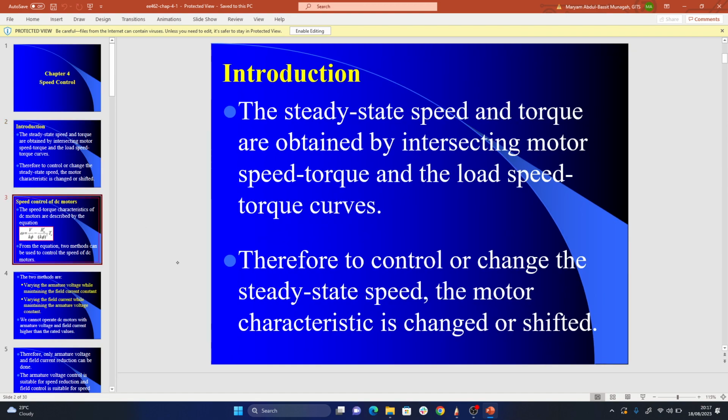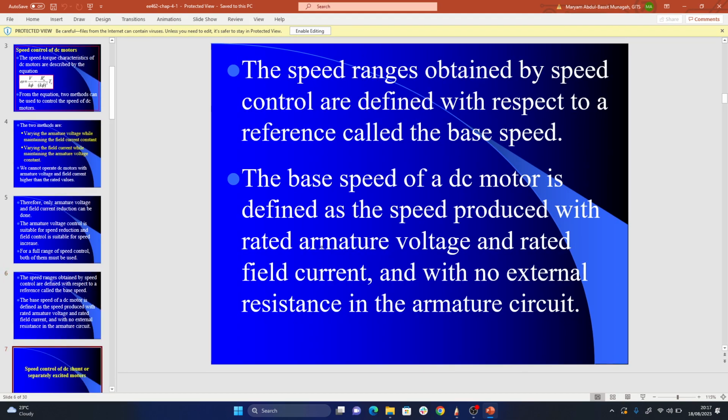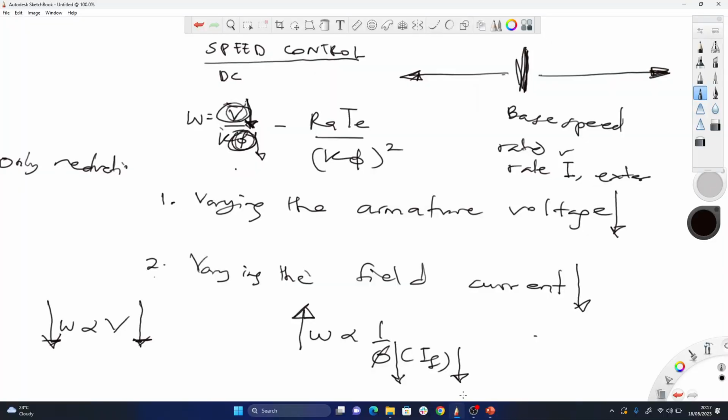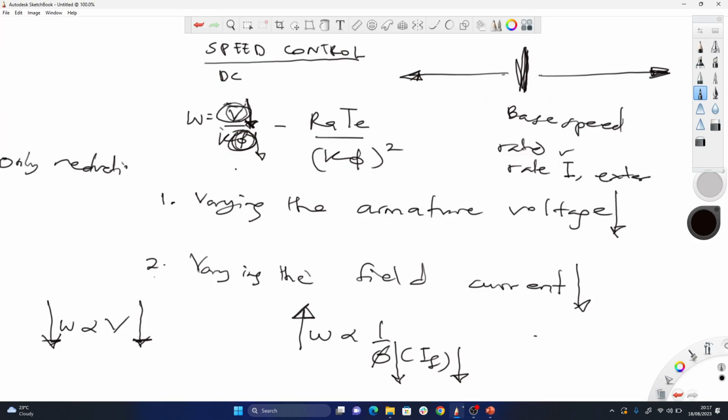All right. So from this equation, varying the flow current, I've explained all of this side. We are looking at explaining this side, that when you reduce the voltage, you reduce the speed, right? Now let's talk about something here.